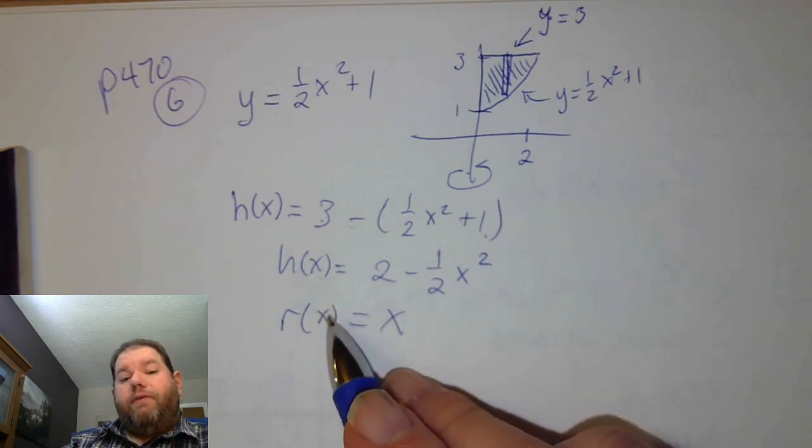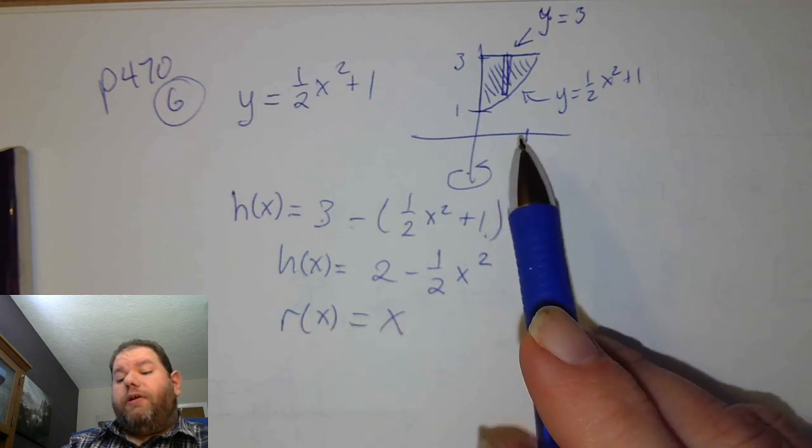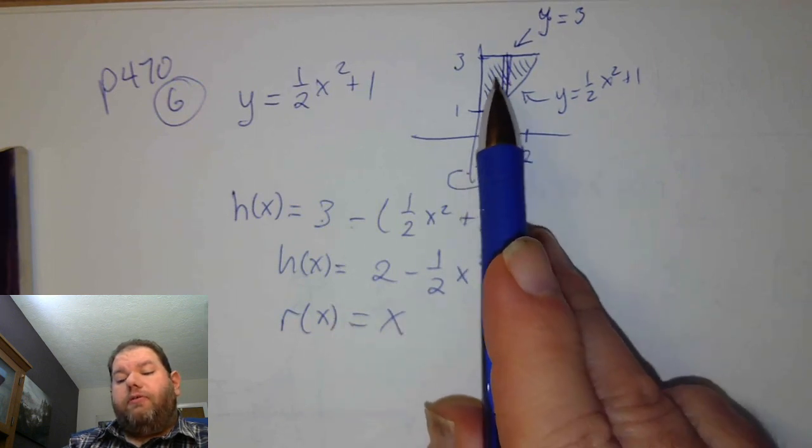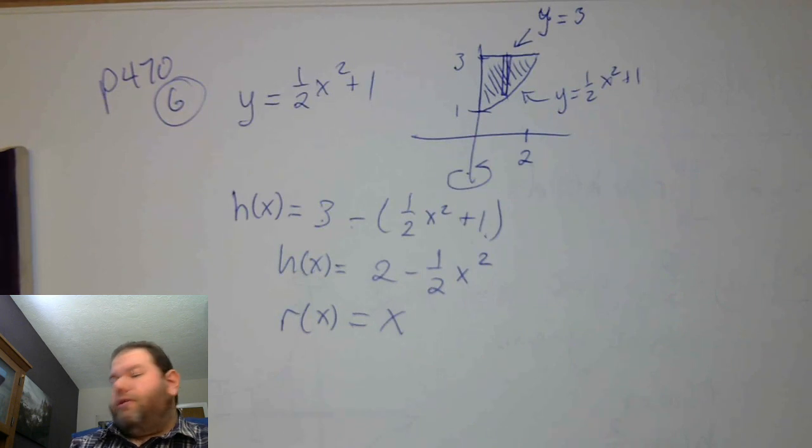So we have h of x, we have r of x. What limits of integration are we going to use for this shaded region?